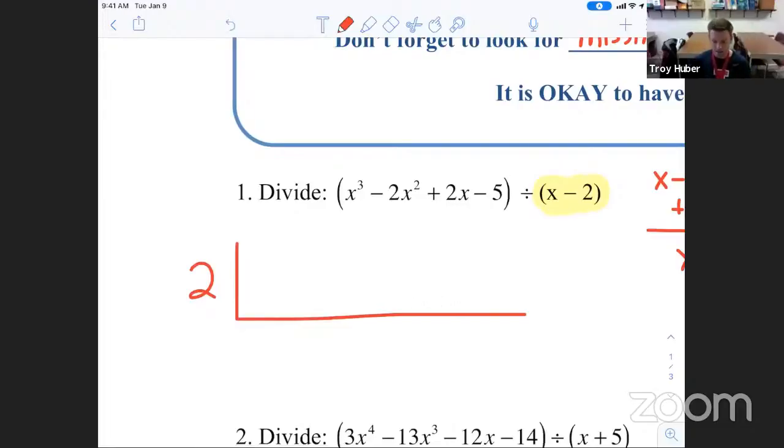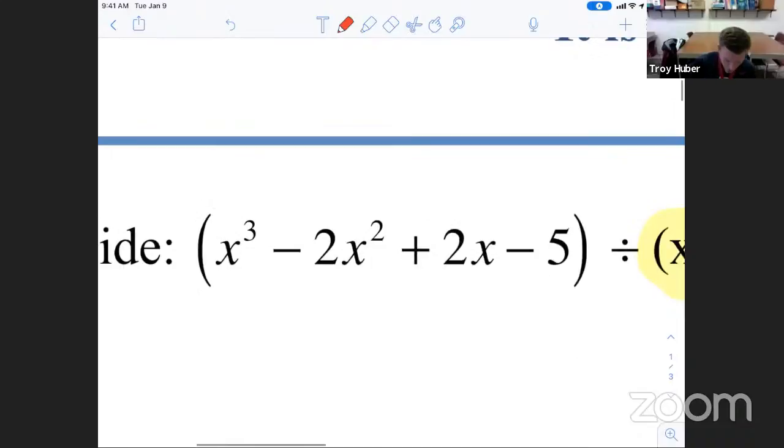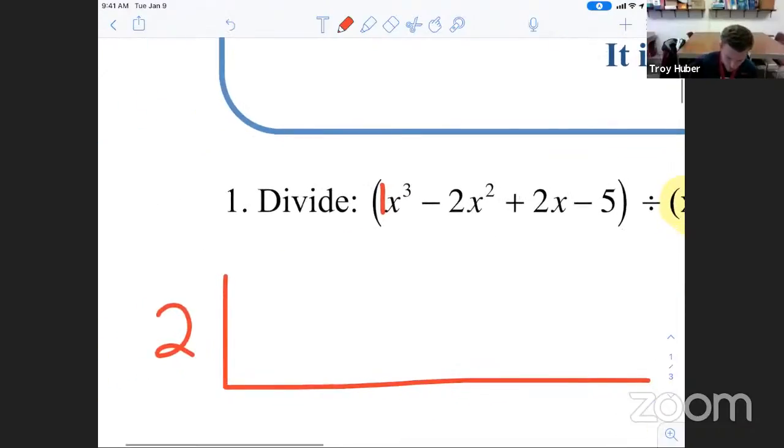All right, the next thing that we are going to do is we are going to take all of the leading coefficients. All right, so that's that first number in front of your x variable in this first factor. So you can't see this one in front of that x to the third power, but it's really 1. And then we have this negative 2x squared. Then we have a positive 2x. And then we have a negative 5.